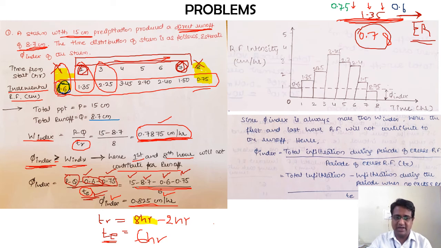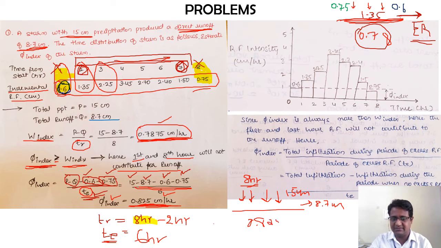So keeping that in mind, even this phi index is indicating the same way. There are different assumptions that we make for the W index and phi index. So phi index is telling us, if this is the land and this is the rainfall, total rainfall has occurred for a duration of 8 hours, total rainfall is 15 centimeters, and the runoff is 8.7 centimeters. So at that point of time, the average infiltration rate throughout these 8 hours is how much? 0.825 centimeters per hour.